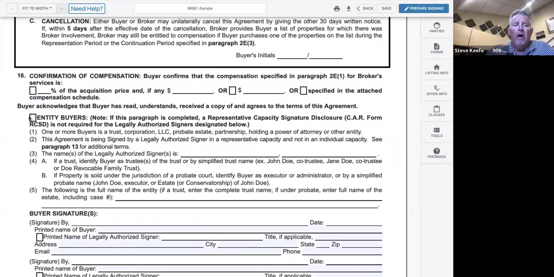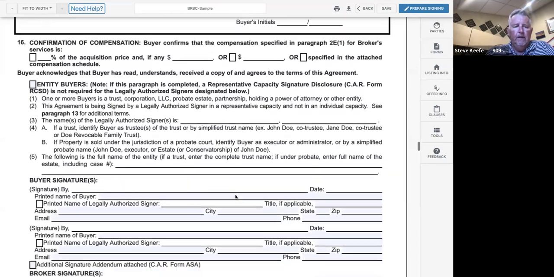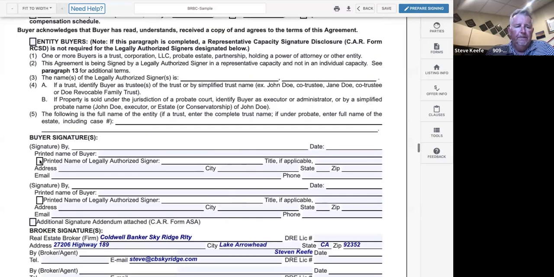So you would check entity buyers if it's an entity, if they're buying on behalf of a trust or there's some other entity, corporation, LLC, partnership, whatever it is, you're going to use this box checked, and then you would have the name of the legally authorized signer, and then the full name of the entity, including the probate number or additional identification numbers you would list here. And then down below here, if you've got an authorized signer, you would check this box. If not, you would sign it.